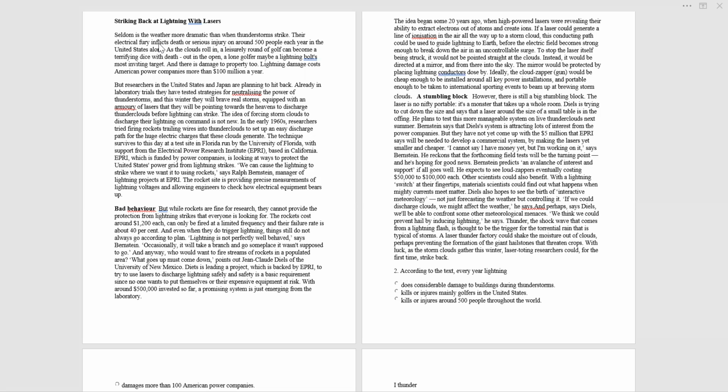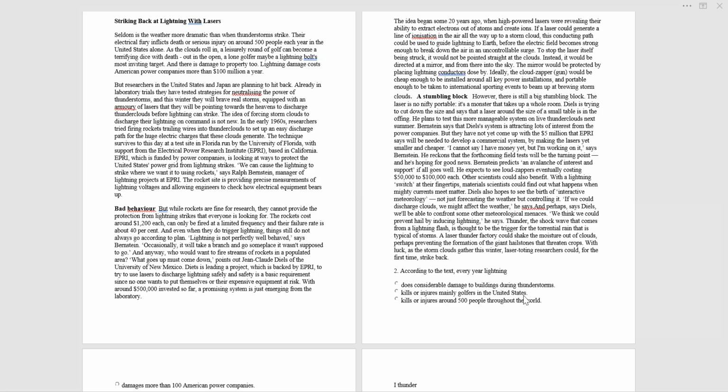If you go after this question, the first option mentions American power companies. But they're talking about the company having the cost, which is 100 million a year. They are not saying the American power companies are having damage, right? This is something different. They're just confusing us with the D option. So this is out of context, right? Kill or injure around 500 people throughout the world. Here they say it caused death or serious injury to around 500 people, right? But they're talking about the US alone. So this is also to be eliminated, not right.